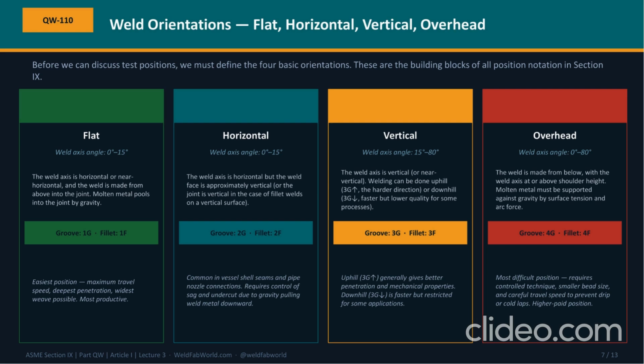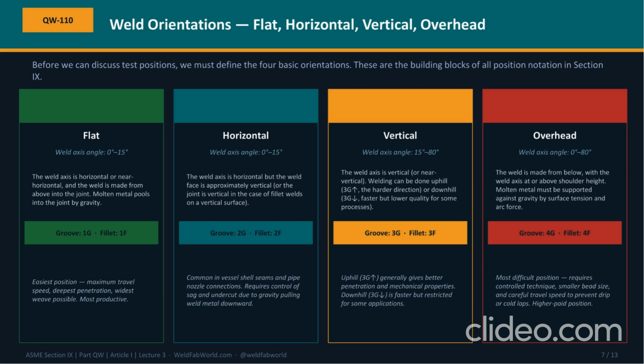Flat, designation F. The weld axis is horizontal or near horizontal. The code allows up to 15 degrees from horizontal. The weld is made from above, depositing metal down into the joint. In Section 9 notation, groove welds in the flat position are 1G. Fillet welds in the flat position are 1F.